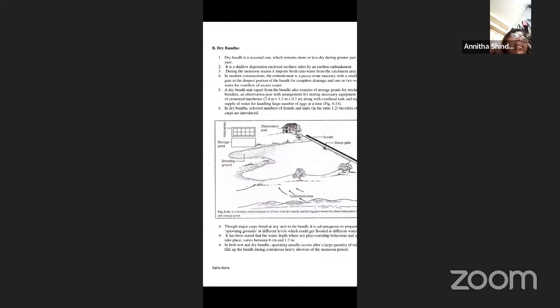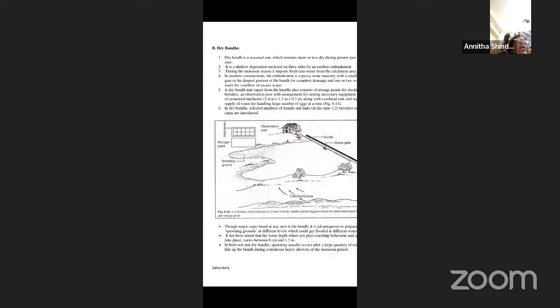It is not a natural one. Purposely they will build it, because in the river and all these places, many kinds of fishes will be there. And if you want to go for the breeding of a desired fish, you don't want other fishes. You want only a sample of fishes.